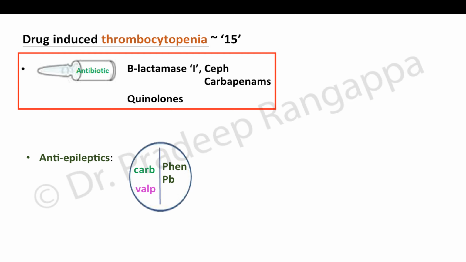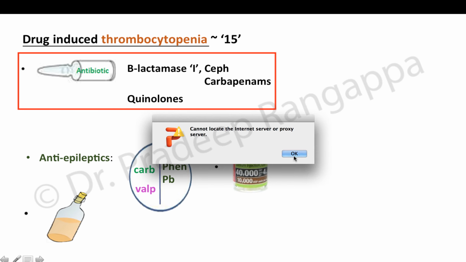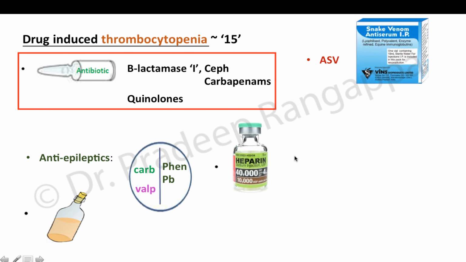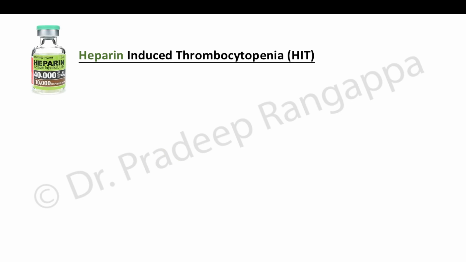I would urge you to remember it by the classes. Antibiotics is one class, anti-epileptics is one class which can lead to thrombocytopenia. Alcohol is one category, and heparin is a common culprit. So don't underestimate your low molecular weight heparins, which can also cause thrombocytopenia. And anti-snake venom serum, when you're using it for a snake bite, can also cause thrombocytopenia. The common cardiac drugs that you would use, aspirin and NSAIDs, can also cause thrombocytopenia. The other drugs would be acetaminophen, chemotherapy drugs, and H2 blockers. If you remember some of this picture, it would be easy for you to recall the causes of thrombocytopenia.